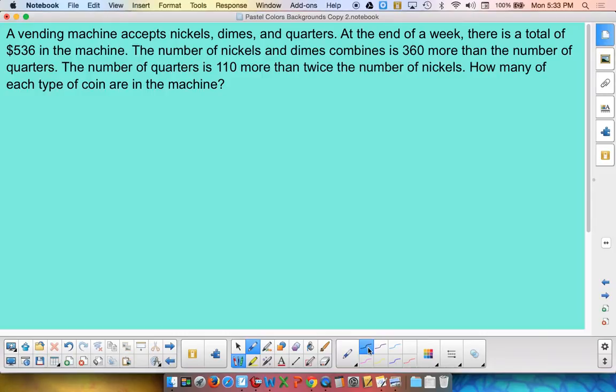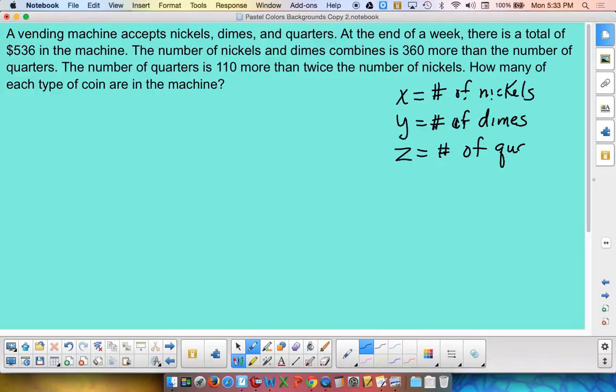So the big question is, what do we want to know? How many of each type of coin? How many coins are there? There are 3. So X, say, is the number of nickels in the machine. Y is the number of dimes. And Z is the number of quarters. Okay, they gave us pretty much 3 clear pieces of information here, so we need to use that information they've provided.